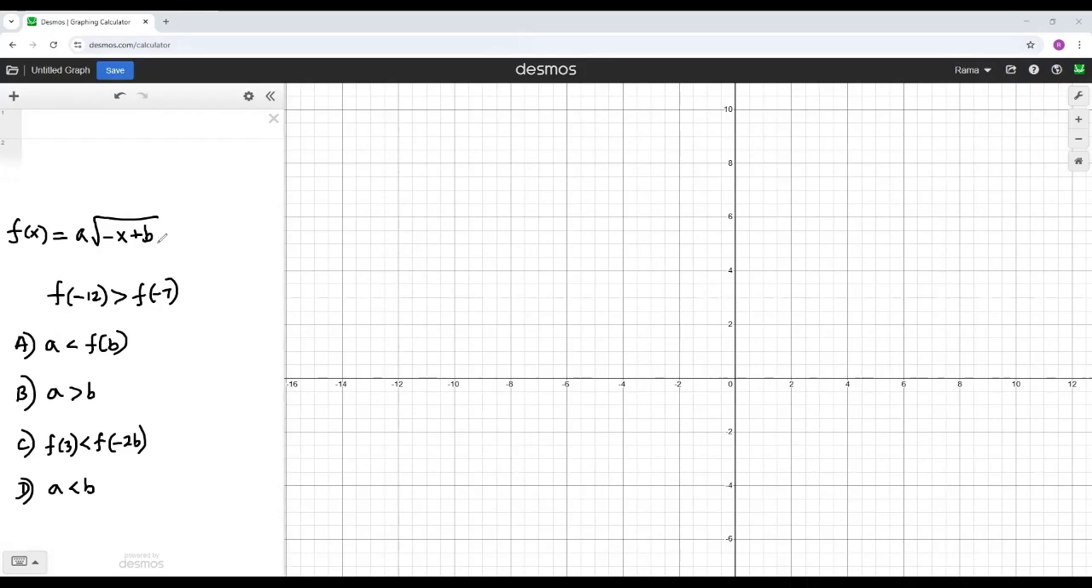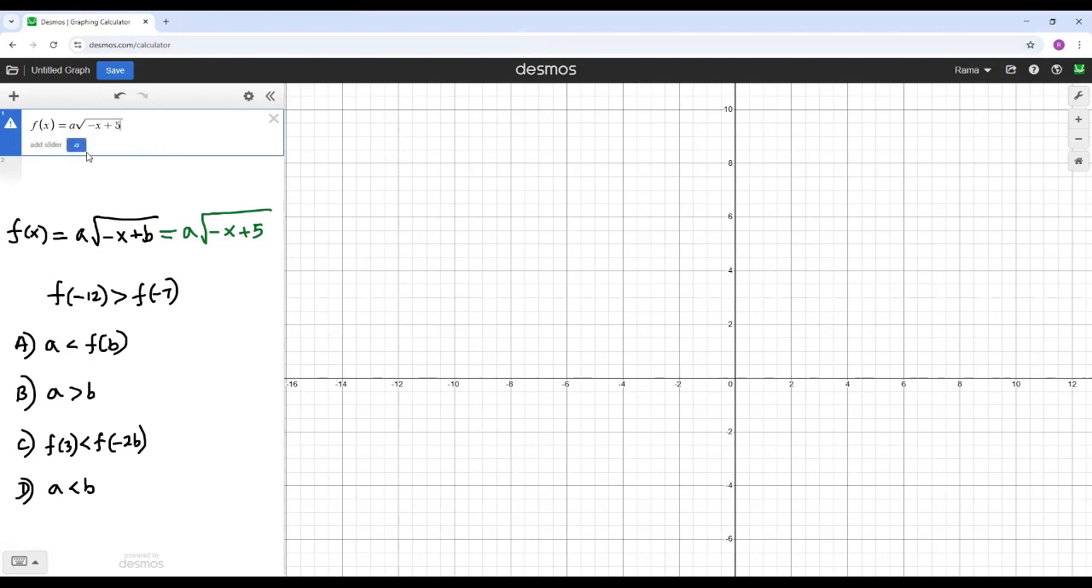Here we have the Desmos graphing calculator, and the function in the question is over here. In this function, we already got the value of b, that is 5. Now let me plug in the value of b. Then the given function becomes a times the square root of negative x plus 5. And we also have this information in the question. Now let me enter the function to get its graph: f of x equals a times the square root of negative x plus 5.